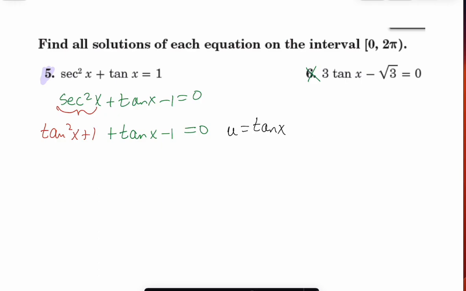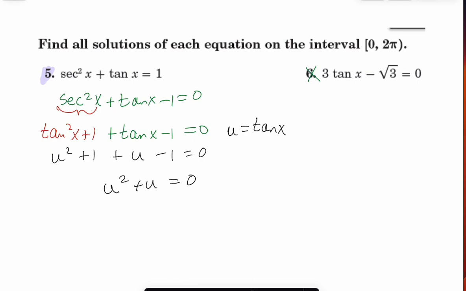So every place we see a tangent, we're going to replace it with a u. So tangent squared would be u squared. Tangent's just a u. The 1 and the negative 1 cancel each other out, leaving us just with u squared plus u equals 0. And once you have it as simplified as possible, then ask yourself, is it factorable? Well, this is one where we have a greatest common factor.